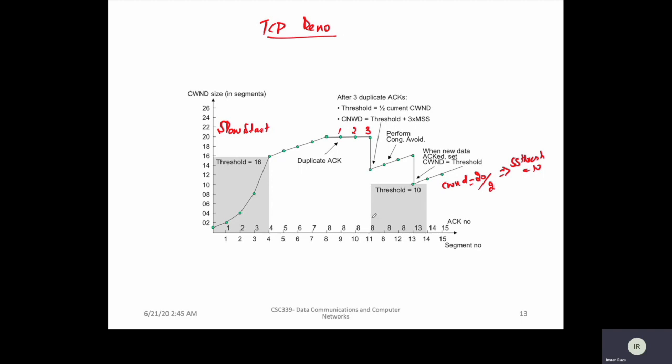And what was happening previously? We were in this slow start. We were sending segment number 1, and then segment number 2, and then segment number 4, and then segment number 8, and then segment number 10. Now this is not happening here. Okay. Why? Because this is fast recovery. Now this mechanism is called fast recovery.